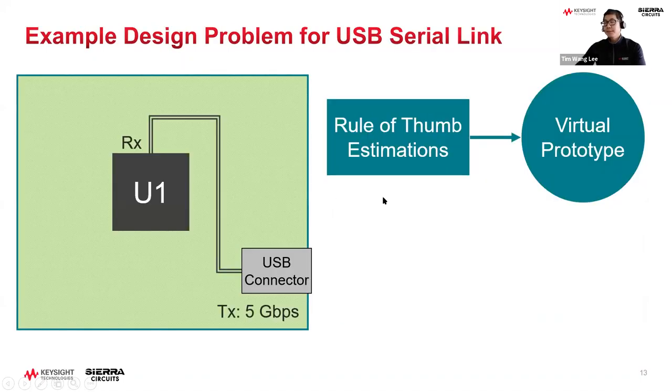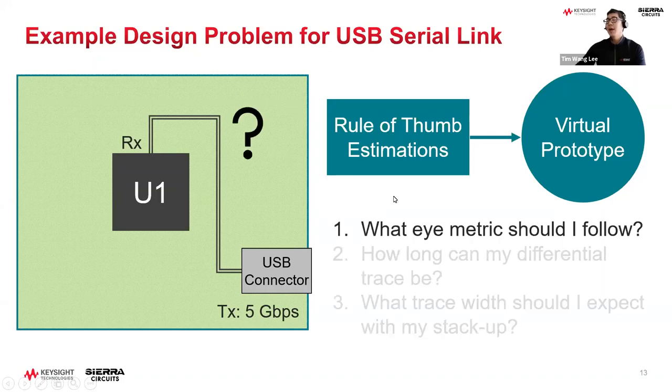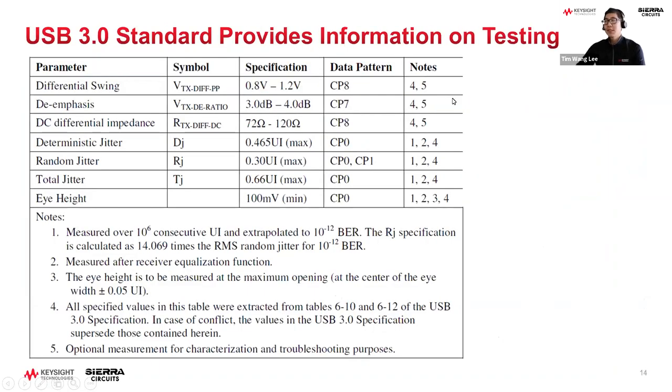Before we ask the first question, I'll give you some detail. We're going to do this thought experiment together. The transmitter is operating at 5 gigabit per second, and the RX is right here. The question is, what eye metric should I follow, given that the data rate is 5 gigabit per second and the RX is right there? Outcomes, the standard. The first thing I do with any design is pull out the standard and ask, what can I find in the standard?